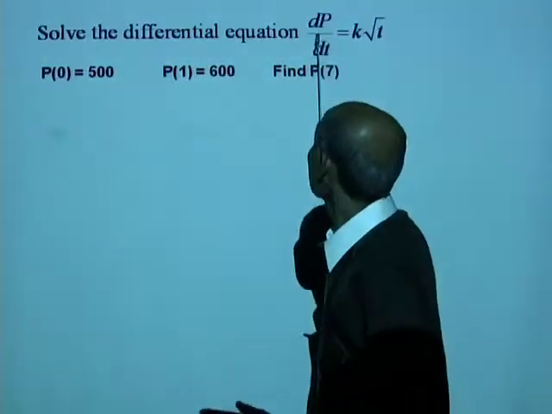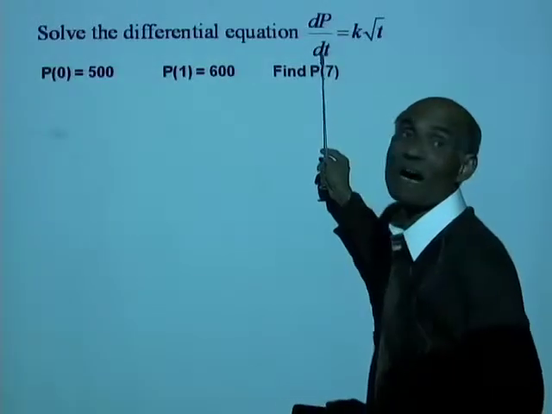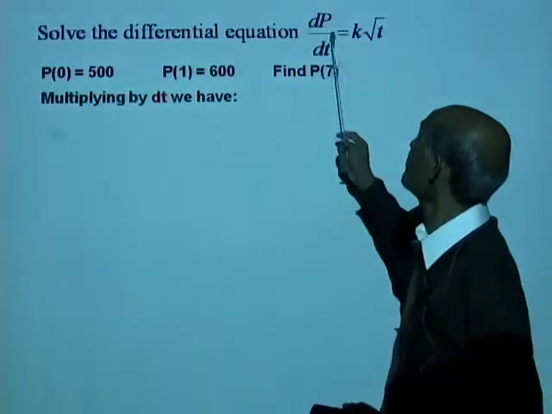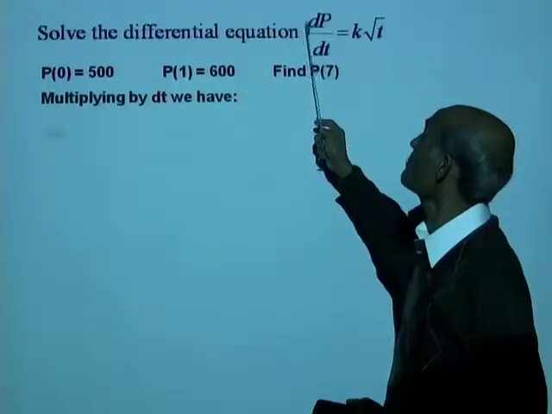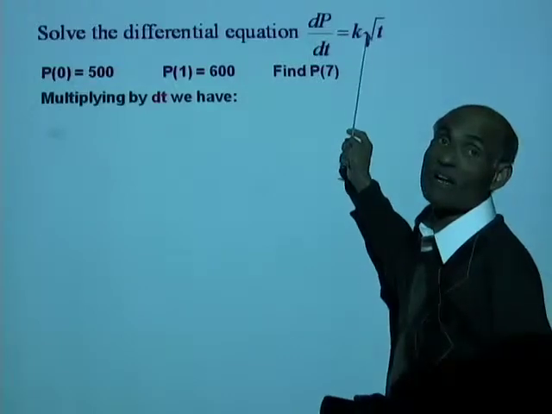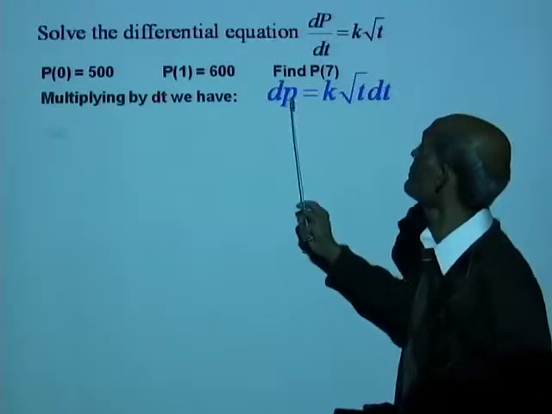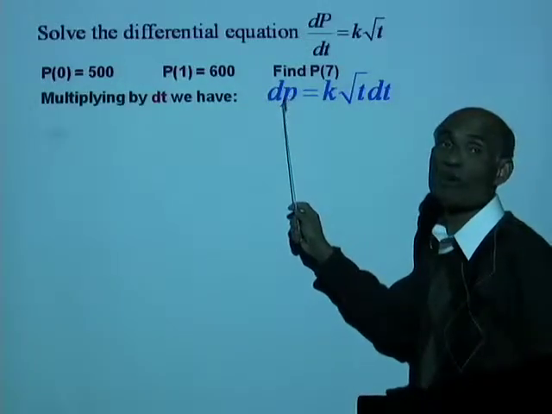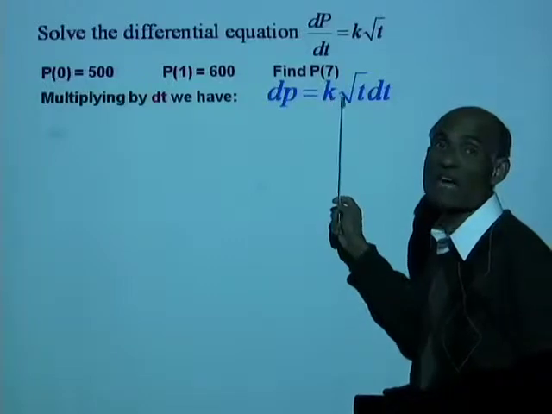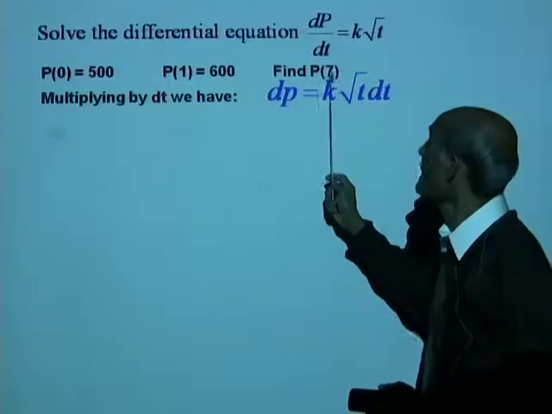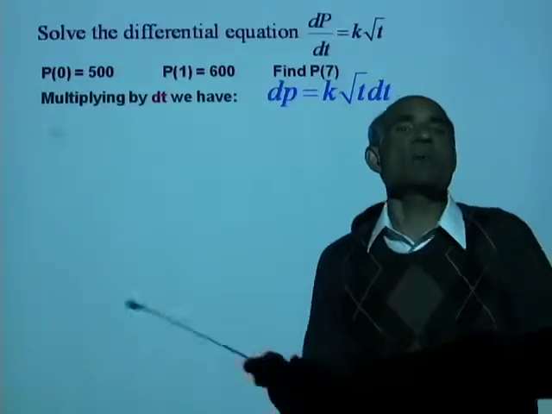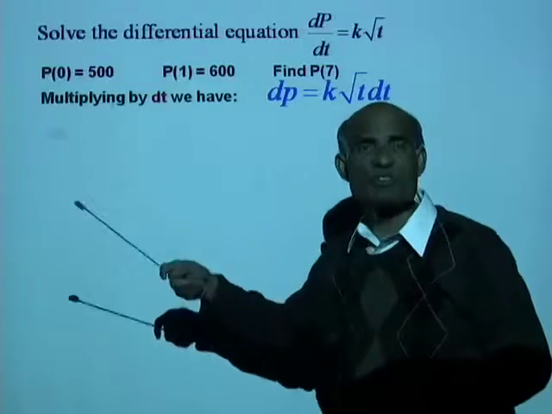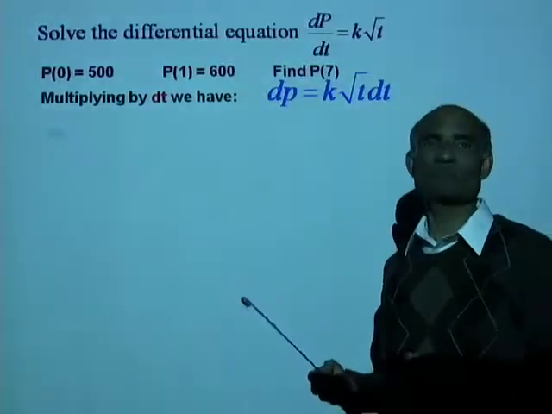So that can be done by multiplying both sides by dt. What do we have? Multiplying the left hand side by dt will give you dp. The right hand side times dt gives you k square root t times dt. Look at that form now: dp equal to k square root t dt. K is a constant. It's a number, we don't know what it is, but these conditions given to us will help us to find that k.